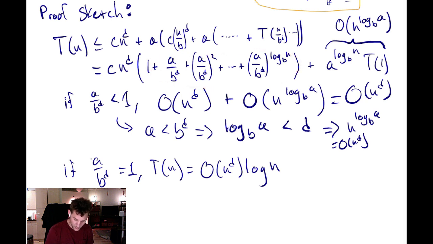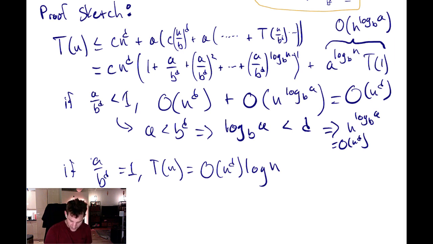That log n comes from the fact that this geometric series is actually just a bunch of ones. 1, 1, 1, 1, 1. But how many of them? Log base b of n many times. I think there technically should be maybe a minus 1 here, but that doesn't really change the actual order very much.